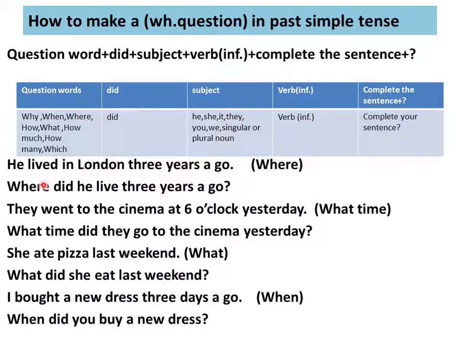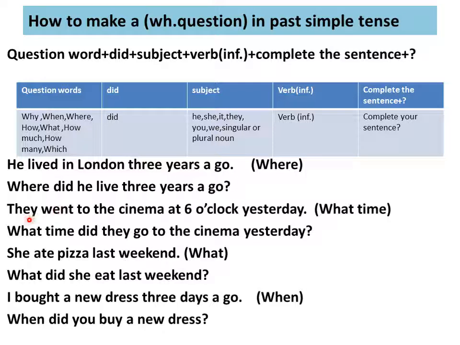Example: He lived in London 3 years ago. Where? So where did he? The verb live in present. Pay attention, in infinitive, without d. Yes. Where did he live 3 years ago? In London. Can we say, where did he live 3 years ago in London?